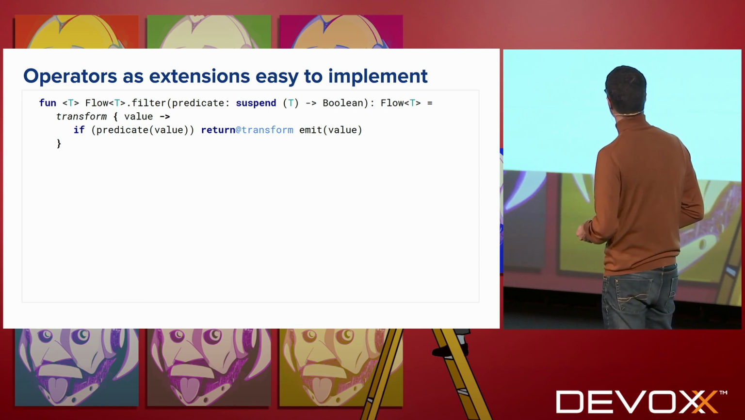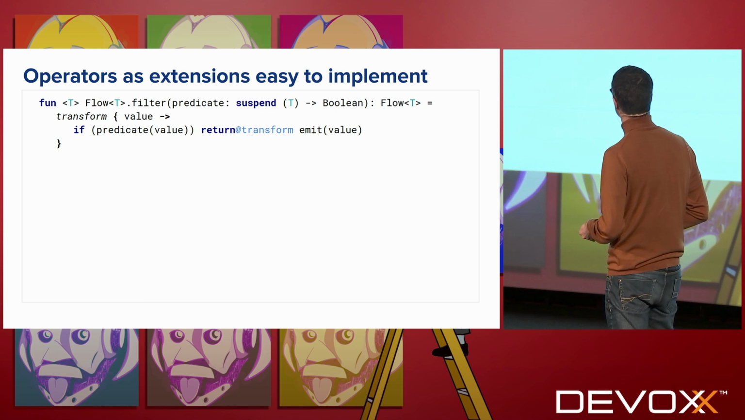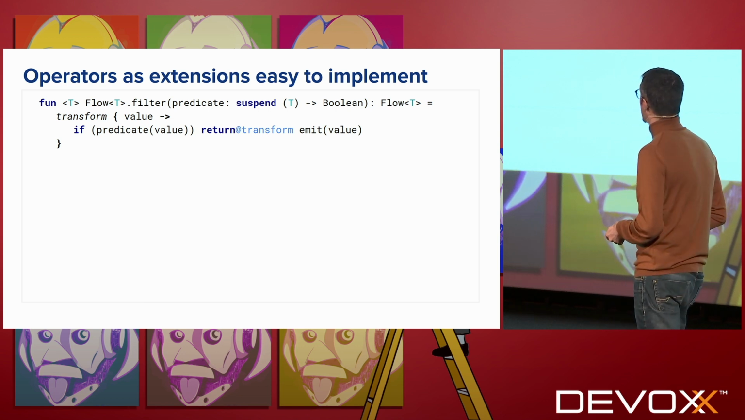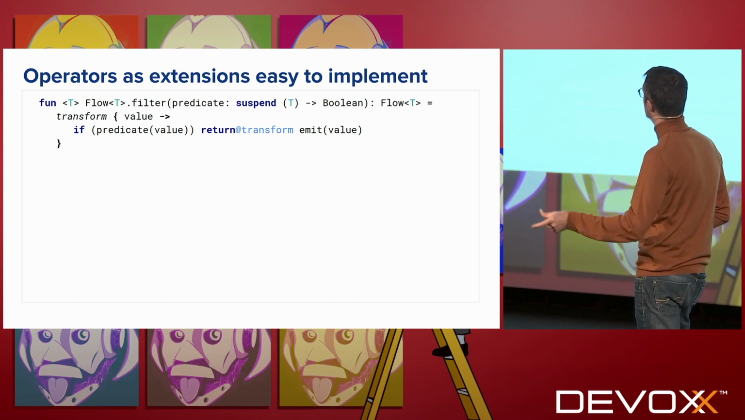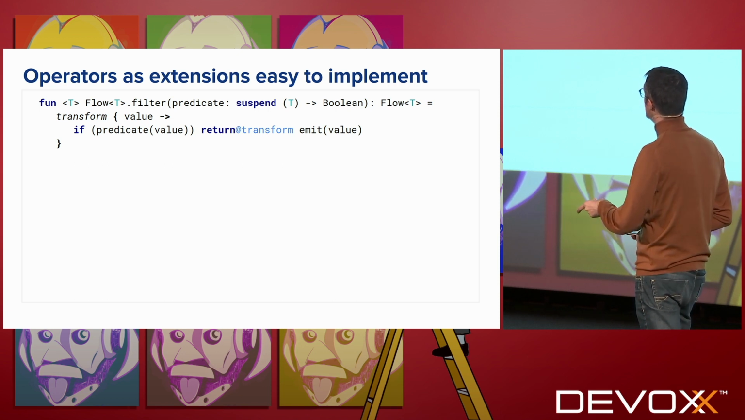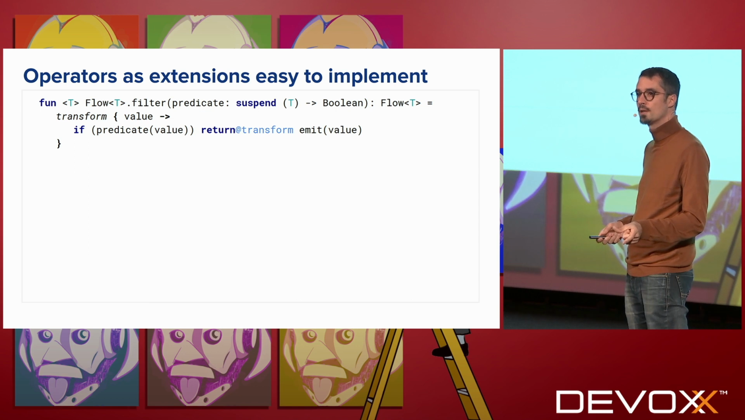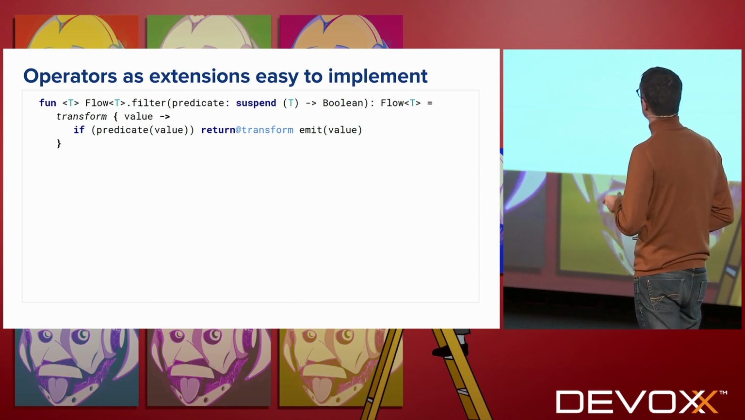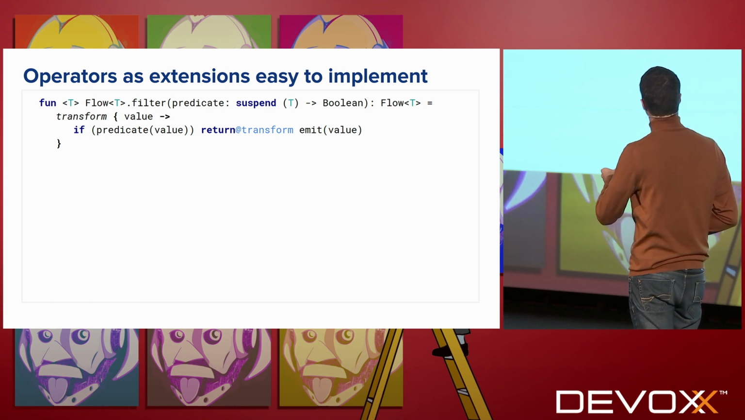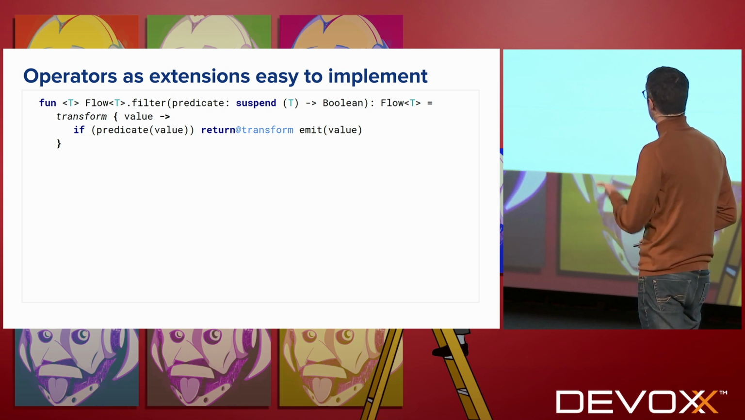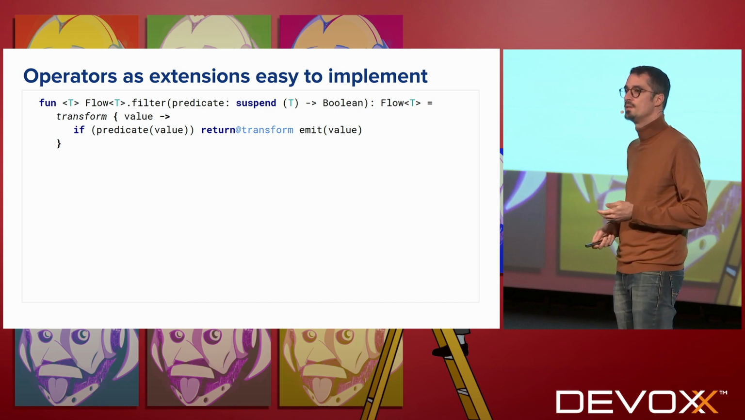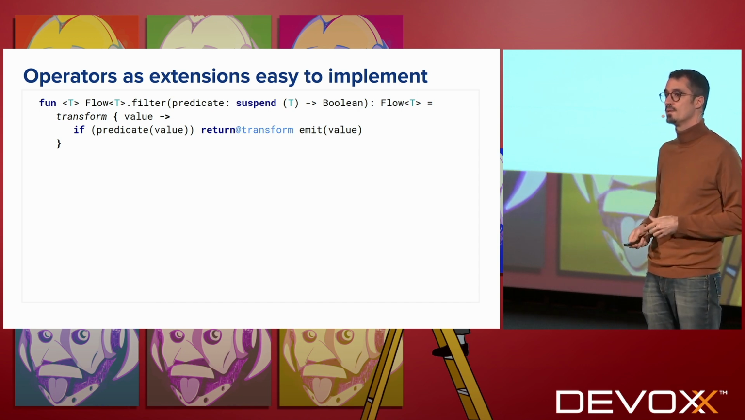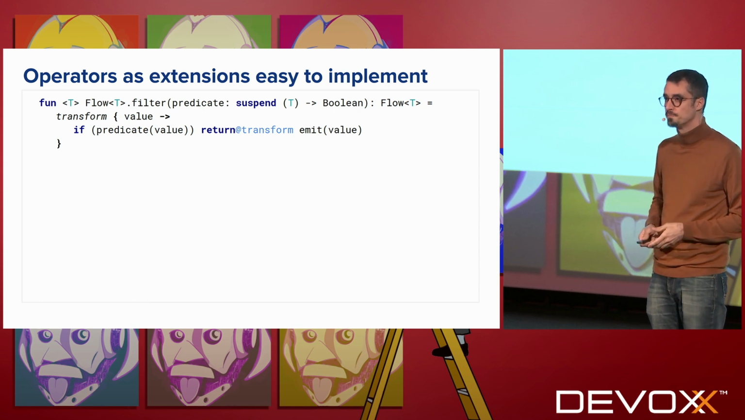So here we have an example of the filter operator defined as an extension function. An extension function adds a new function on an existing type. Okay, and here we are adding a filter function to the Flow type, and we provide its implementation, and that's the filter operator provided with coroutines. I have just taken the source code from the library, so you can see the implementation is pretty simple.